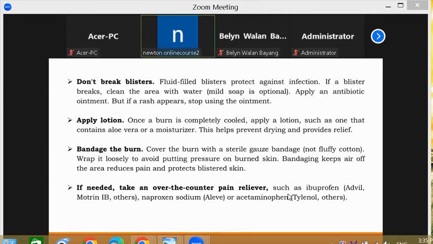Don't break blisters. First and second degree burns we are considering as minor burns. With second degree burns, blisters will happen in that situation. Blisters are fluid filled, so fluid is collected there. If the person has a blister, do not break it. The patient also should not break it.